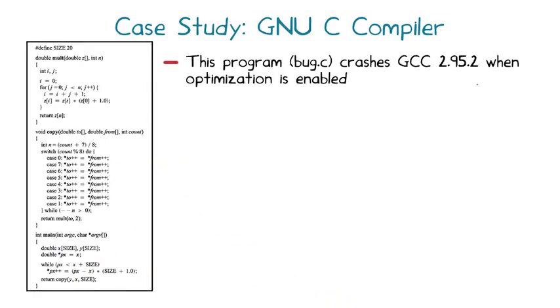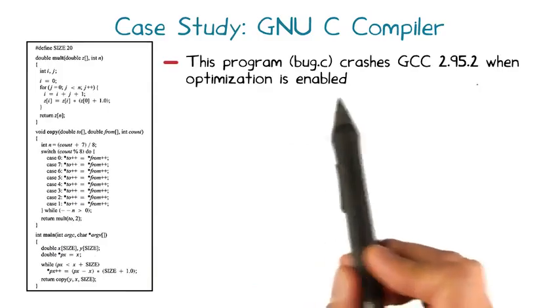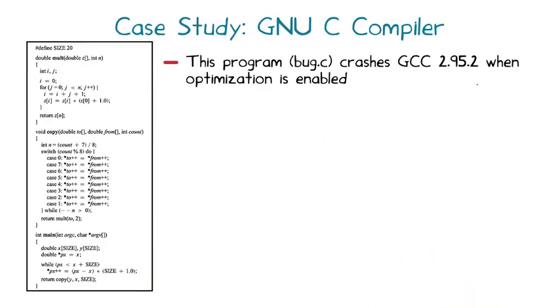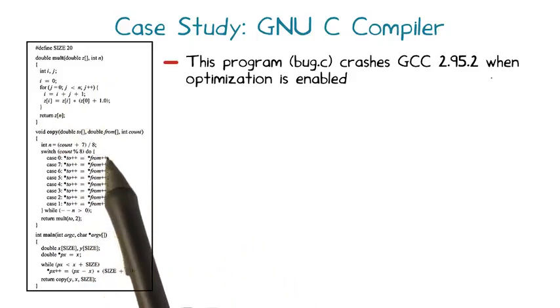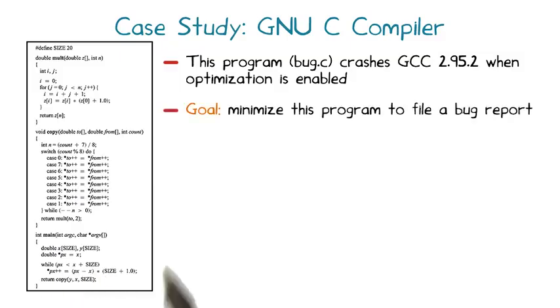The following C program, denoted bug.c, causes GCC version 2.95.2 with optimizations enabled to crash. This program consists of three functions: mult, copy, and main. Suppose we wish to minimize this program to file a bug report on GCC. Delta debugging can be used to achieve this goal.